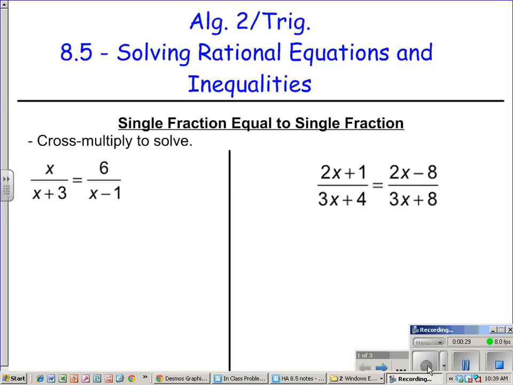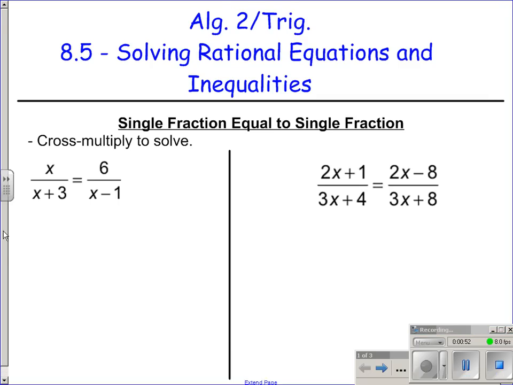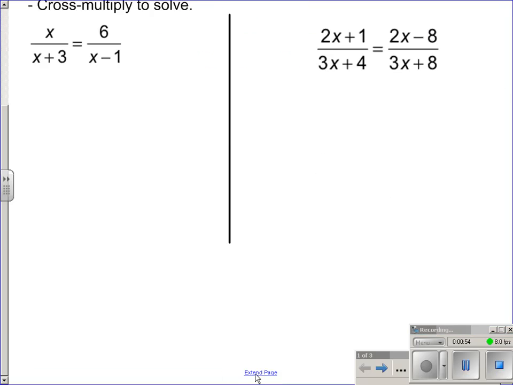All right, there's a couple of ways you can do this, and what you do kind of depends on what you start with. So, if you have just a single fraction equal to a single fraction, as it says there, easiest thing to do is just cross multiply to solve it. Now, this first example on the left, pretty basic. Let's do the one on the right here. So, we got a single fraction equal to a single fraction. Let's just cross multiply.